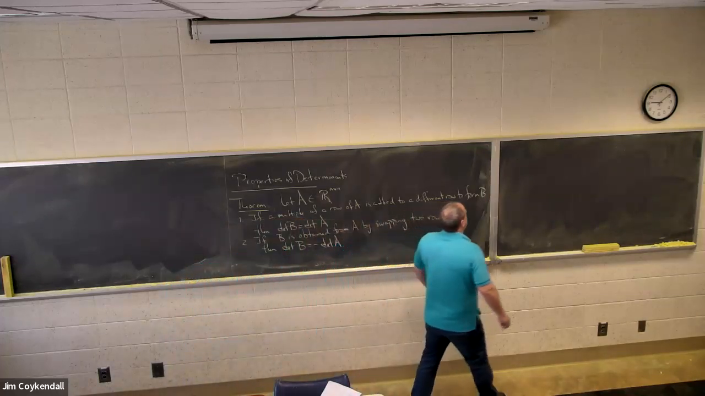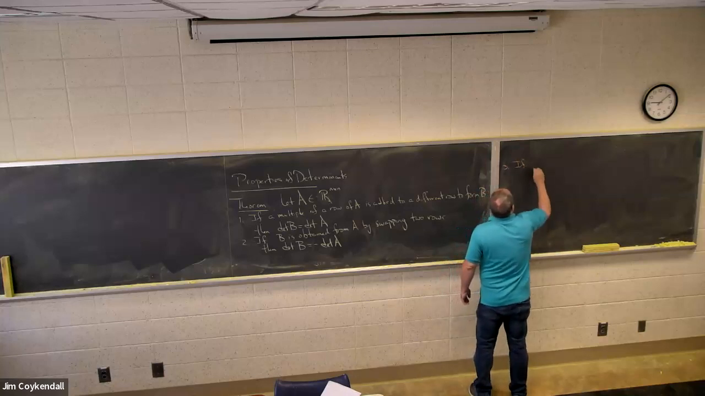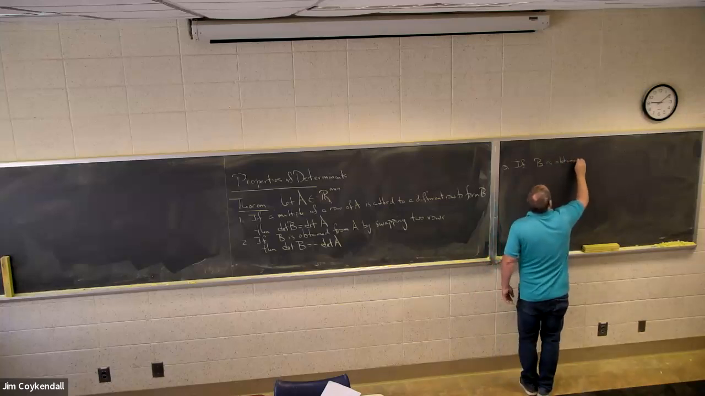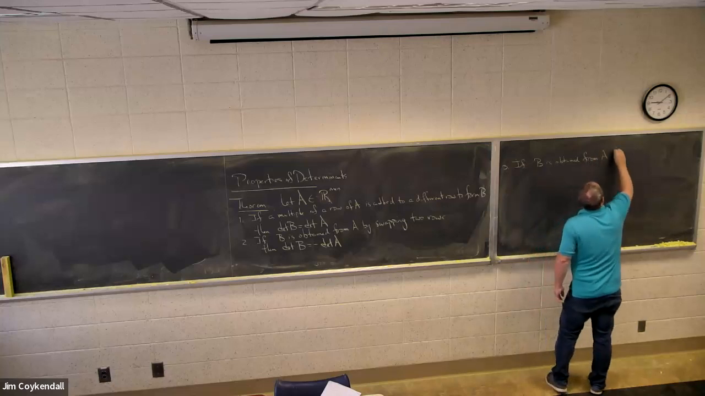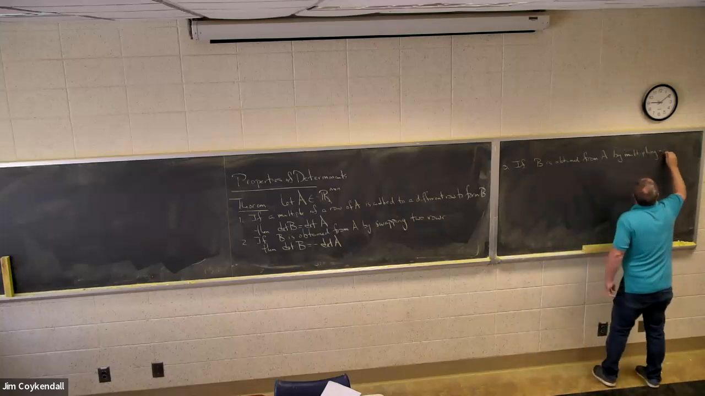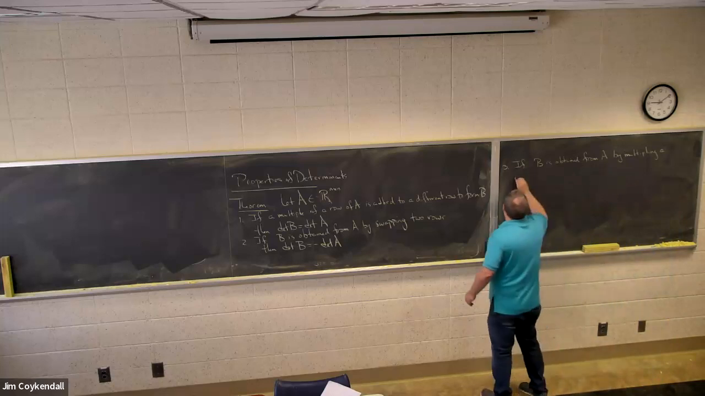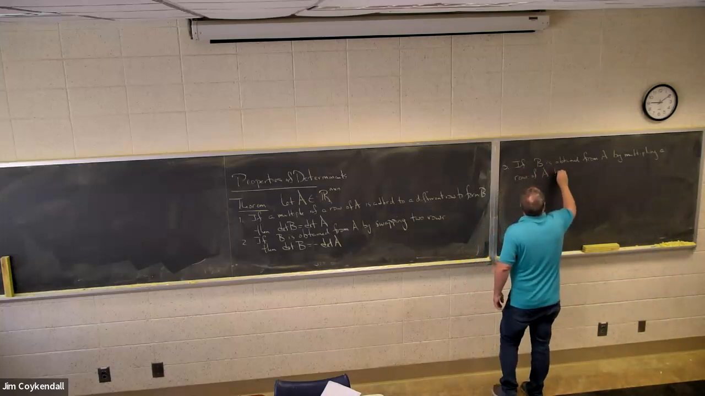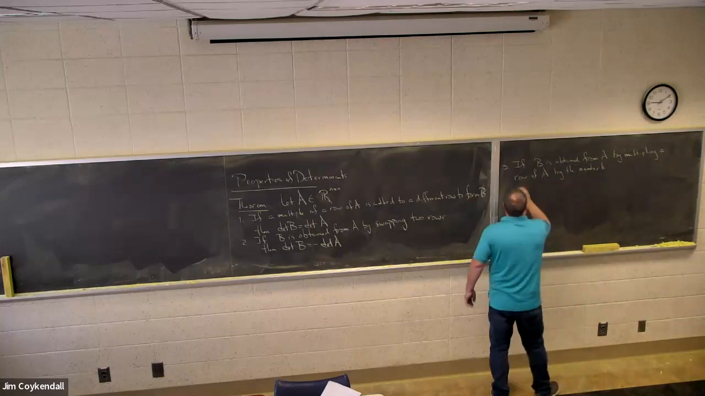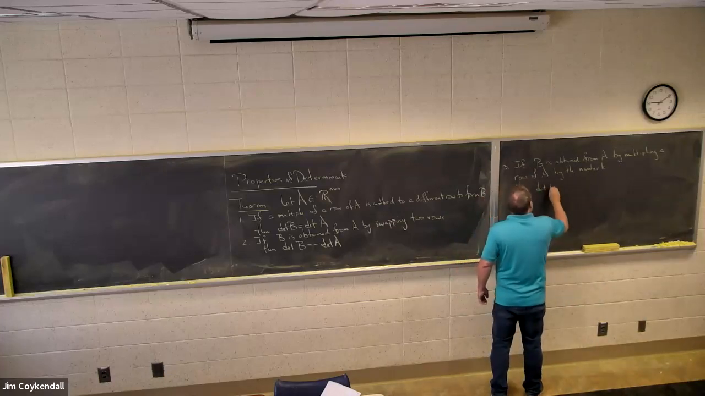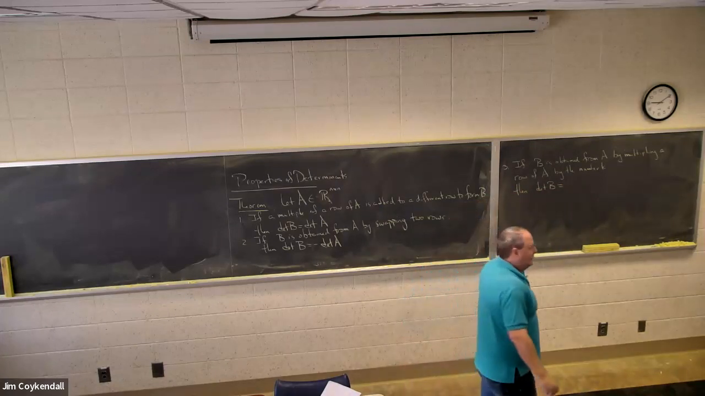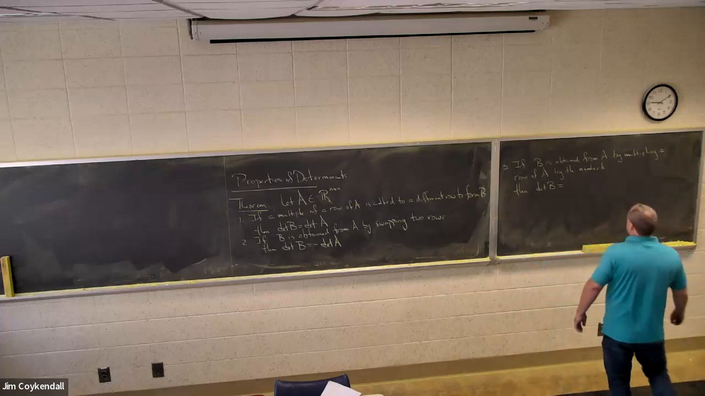How about this one? If B is obtained from A by multiplying a row of A by the number K, what's the relationship now? That is correct.